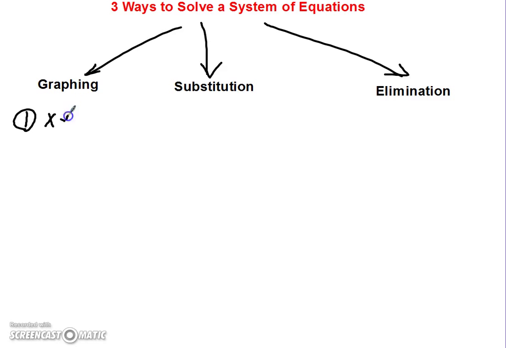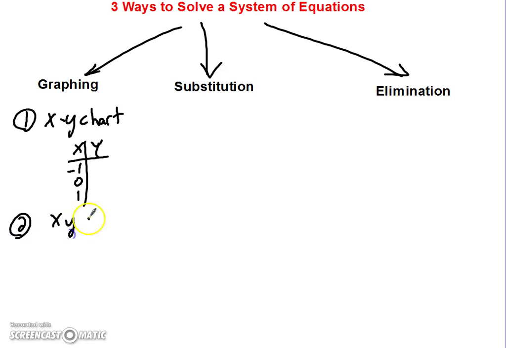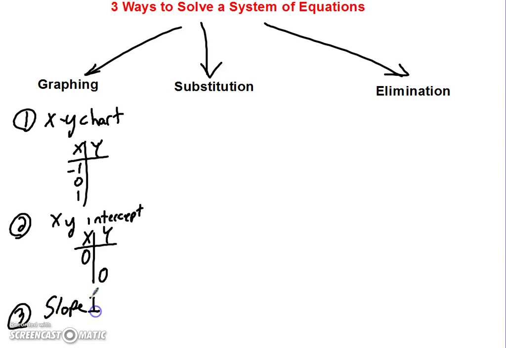You can do the XY chart method. Again, you just choose three numbers, or any three numbers you want, and plug them in. You also have the XY intercept method. You're just trying to find your x-intercept and your y-intercept. This is your y-intercept, that's your x-intercept. And then you also have the slope-intercept method, which is y equals mx plus b.